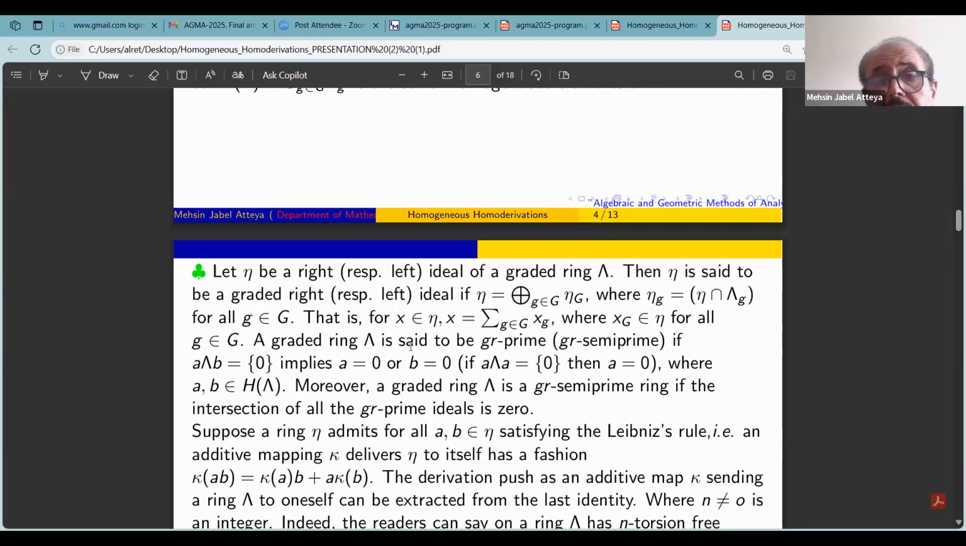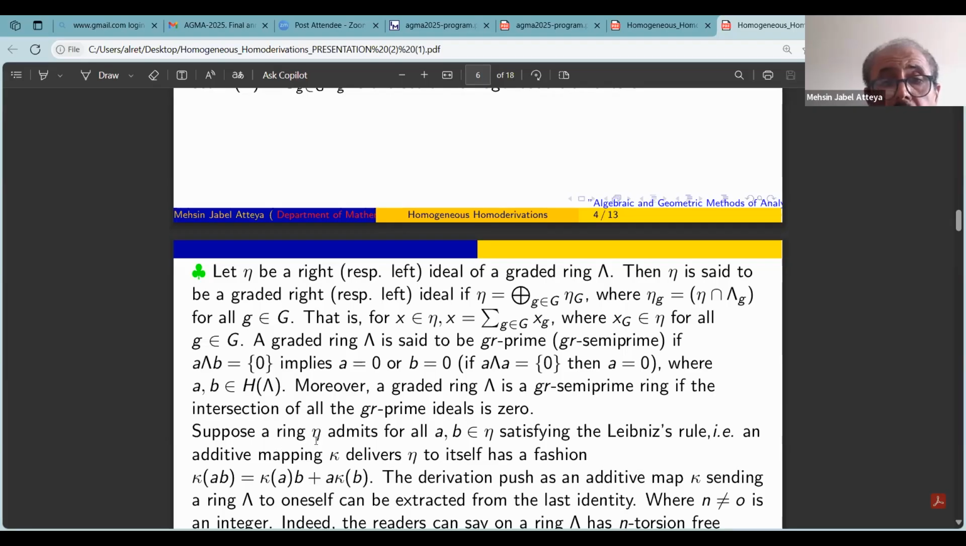A graded ring lambda is said to be GR-prime if aλb equals 0 implies either a equals 0 or b equals 0, and GR-semi-prime if aλa equals 0 implies a equals 0, where a, b are elements in H of lambda. Moreover, a graded ring lambda is a GR-semi-prime ring if the intersection of all GR-prime ideals is 0.